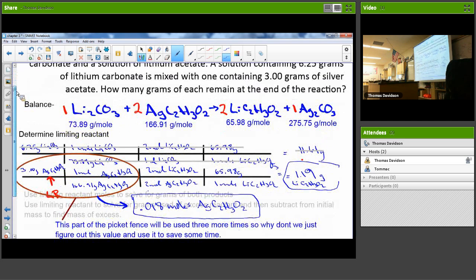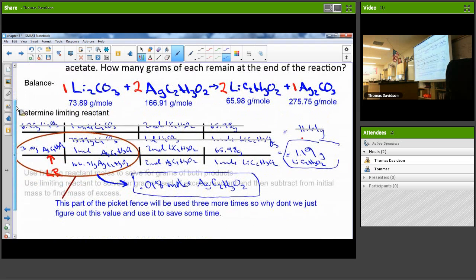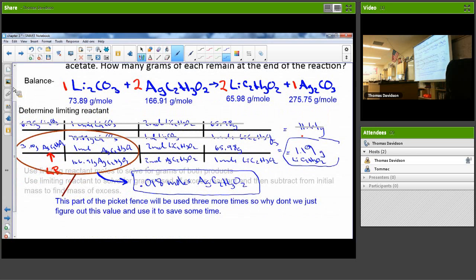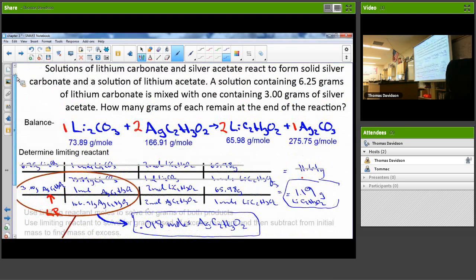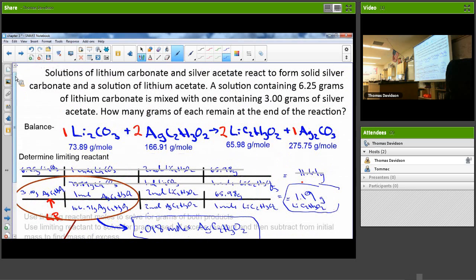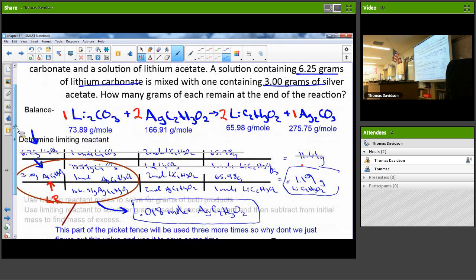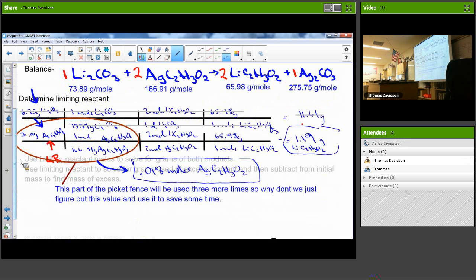Okay, then to determine the limiting reactant. Hopefully this slide I have fixed everything. All right. What I did is I took both masses that were given. It gave me a mass of lithium carbonate, and I put it right there. It gave me a mass of silver acetate right here, and I started both of my picket fence with that information. I'm going to scroll up from here.